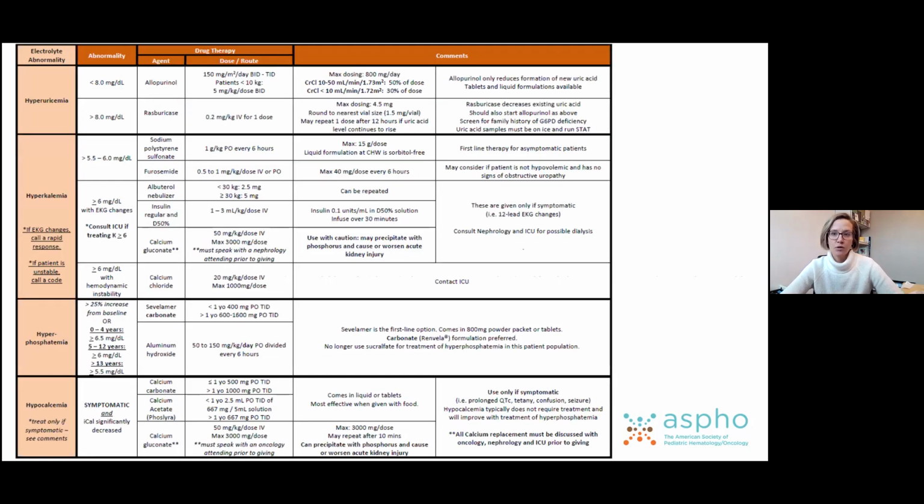This is just a table to go through. You don't need to memorize any of this for boards, but these are suggested therapies or different medications that you can use in order to treat patients.